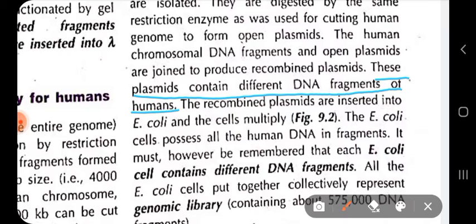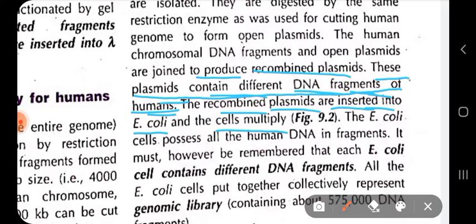Now, human chromosomal DNA and the open plasmids are joined to produce recombinant plasmids. These plasmids contain different DNA fragments of humans, and the recombinant plasmids are then inserted into E. coli, and the cell is allowed to clone. The cell is allowed to multiply.